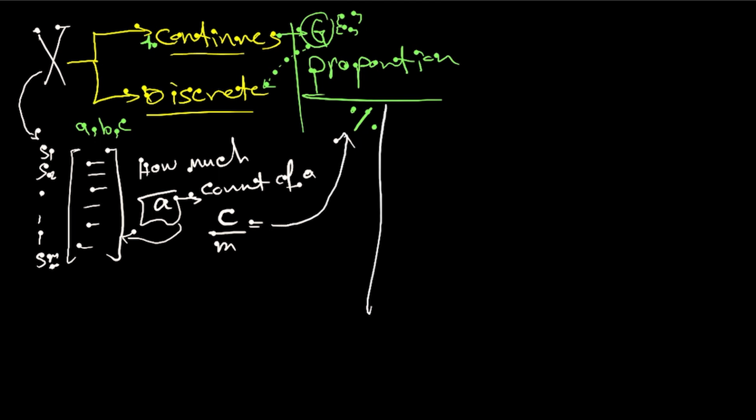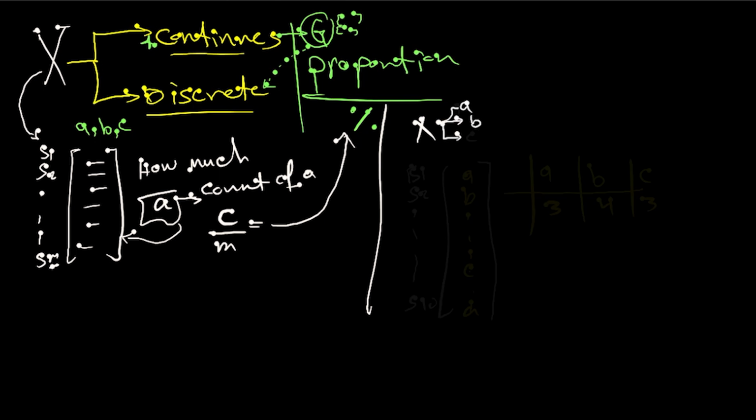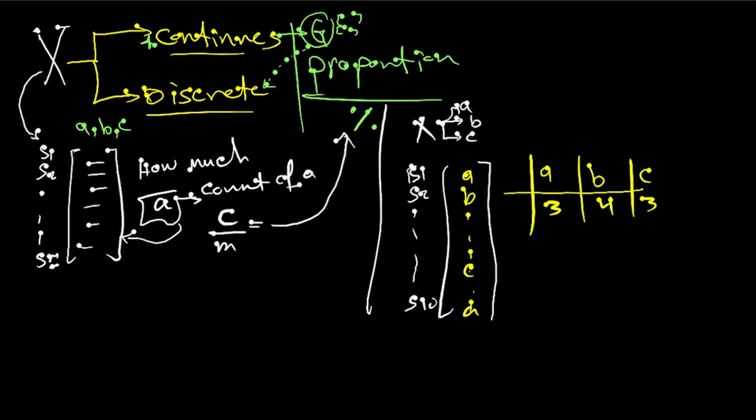Let's assume that there is an X variable representing the answers to a question, and those answers happen to be A, B, and C. So in this case, proportion is telling me that the proportion of A is equal to 3 over 10, the proportion of B is 4 over 10, and the proportion of C is 3 over 10.